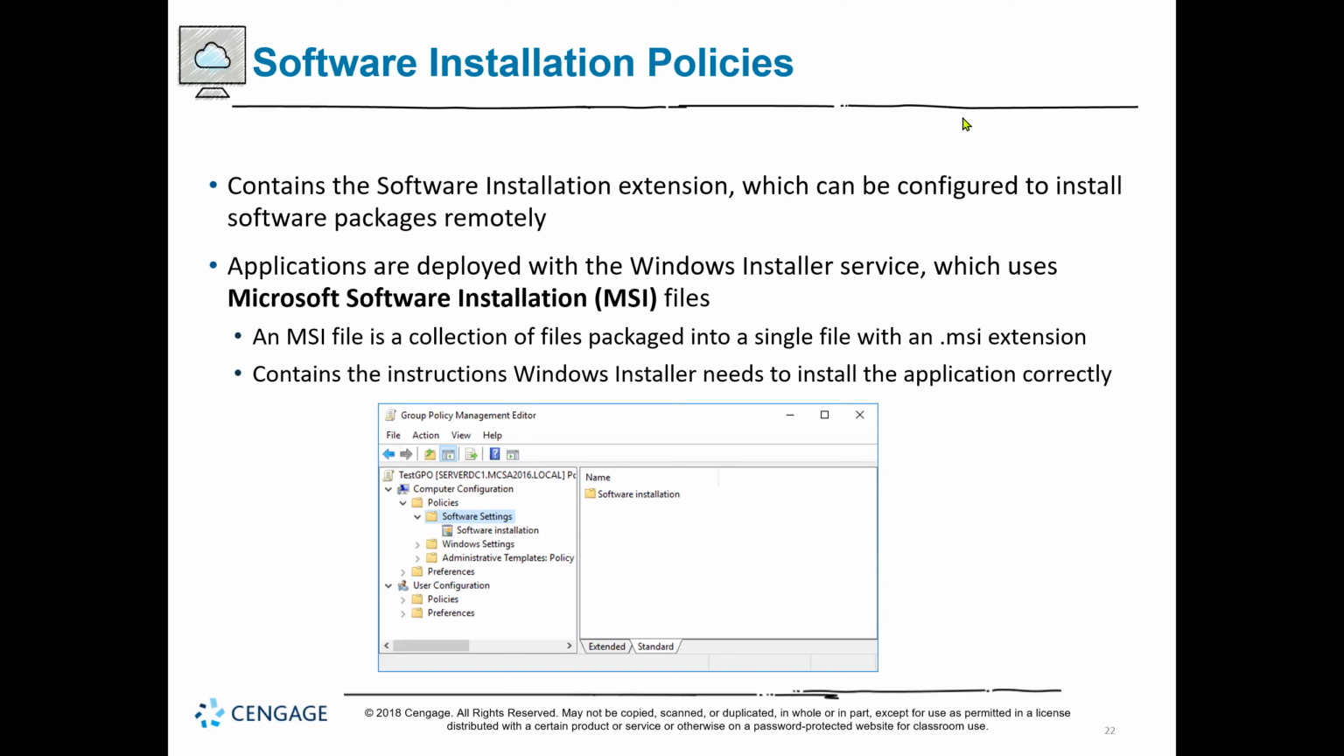Okay, next we're on to software installation policies. This contains the software installation extension, which can be configured to install software packages remotely. Applications are deployed with Windows Installer Service, which uses Microsoft Software Installer or MSI files. An MSI file is a collection of files packaged into a single file with an MSI extension. It contains the instructions Windows Installer needs to install the application correctly.